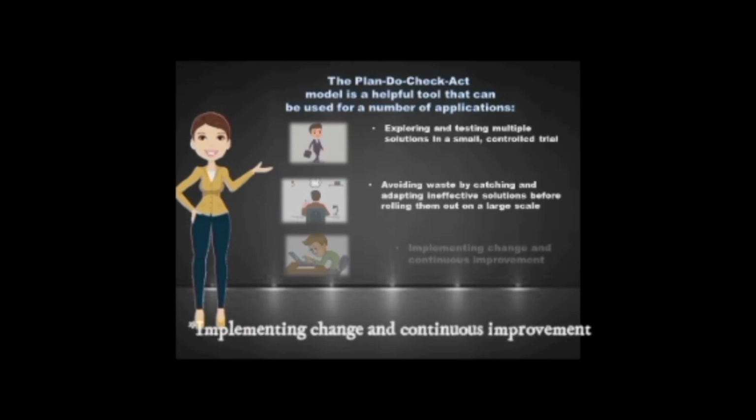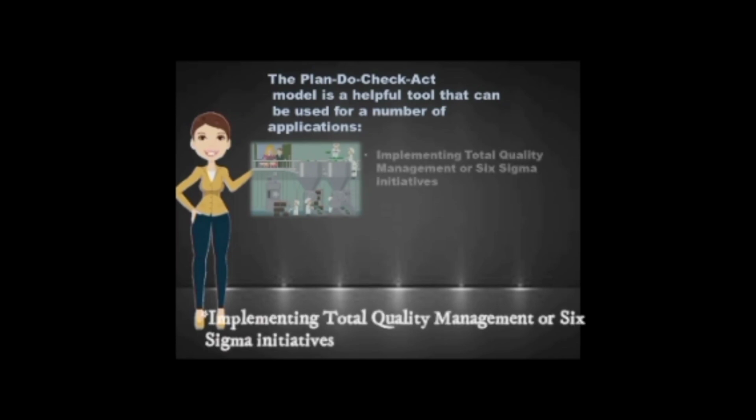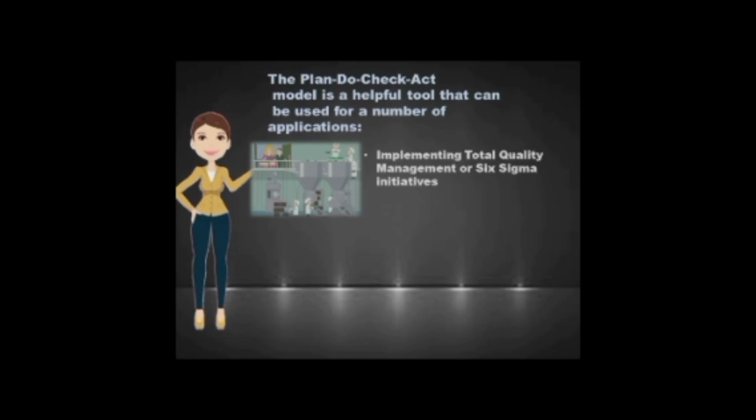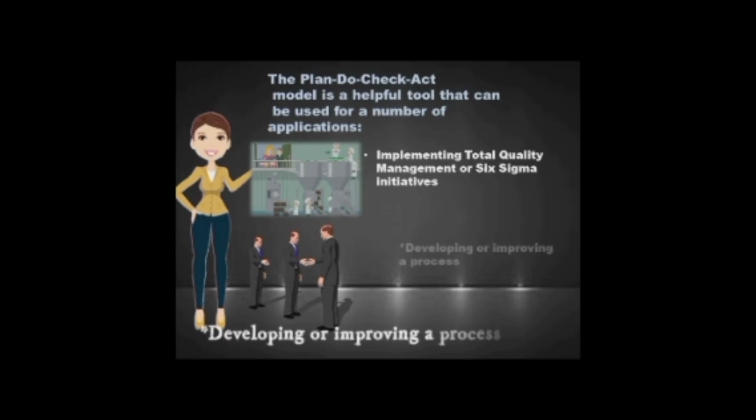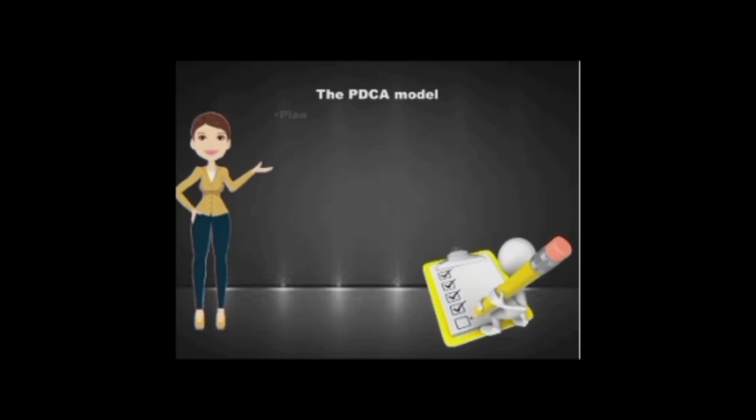Implementing change and continuous improvement. Implementing Total Quality Management or Six Sigma initiatives. Developing or improving a process. What is great about the PDCA cycle is that it can be applied across industries and organizational types.